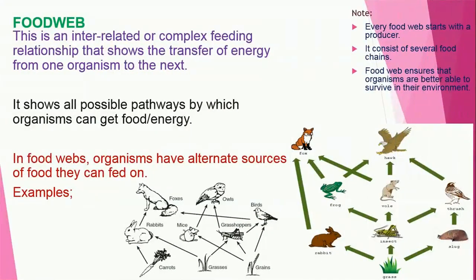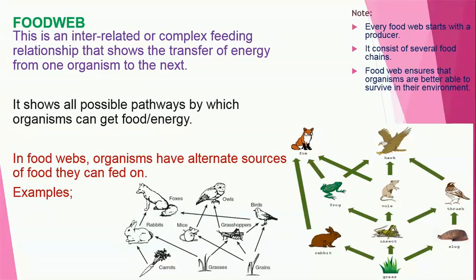Now, the second type of feeding relationship here is the food web. This is an interrelated or complex feeding relationship that shows the transfer of energy from one organism to the next. Now, a food web shows all possible pathways by which organisms can get food or energy. Now, in a food web, organisms have alternate sources of food that they can feed on. All right, so in the food web we have different alternate organisms that can be eaten by an organism. Now if you look at the grasses in the first image, it can be eaten by the grasshopper, it can be eaten by rabbits, right?